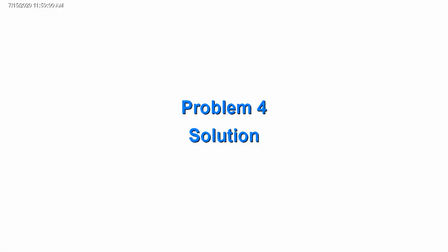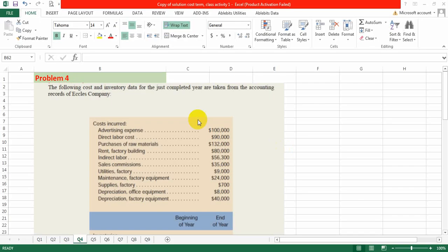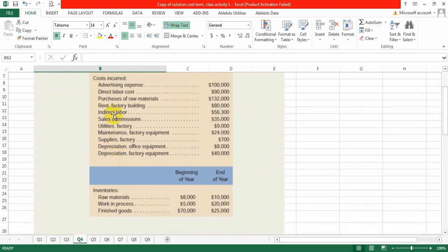Problem number 4. Now we are going to discuss problem number 4. The following cost and inventory data for the just completed year are taken from the accounting records of Eccles Company. Costs incurred during the period: advertising expense 1 lakh, direct labor cost 90,000, purchases of raw material 1,32,000, rent factory building 80,000, indirect labor 56,300, sales commission 35,000, utility factory 9,000, maintenance factory 24,000, supplies factory 700, depreciation office equipment 8,000, depreciation factory equipment 40,000.